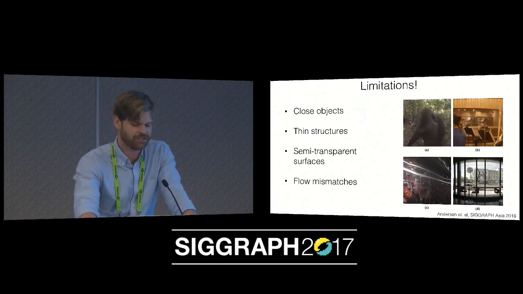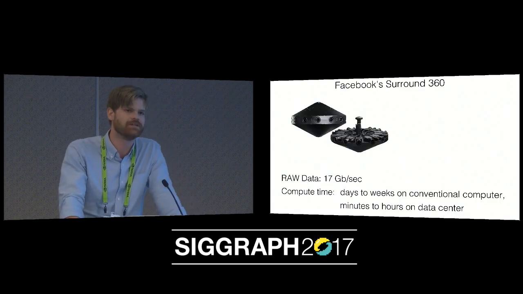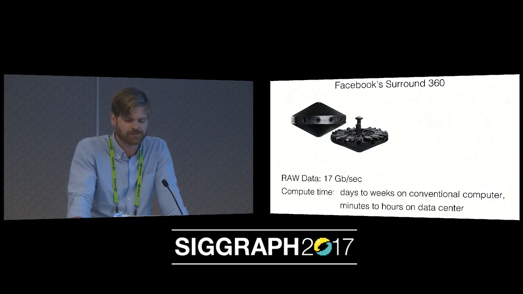So that's one limitation, but another one that is kind of hidden and not really talked about that much is the amount of data throughput and compute time needed to generate these omnidirectional stereo panoramas. In the Facebook Surround 360 camera, the amount of raw data captured every second is 17 gigabits. Now, that's quite a large number just to offlink from the camera itself.